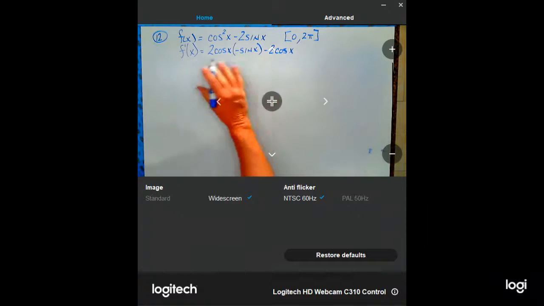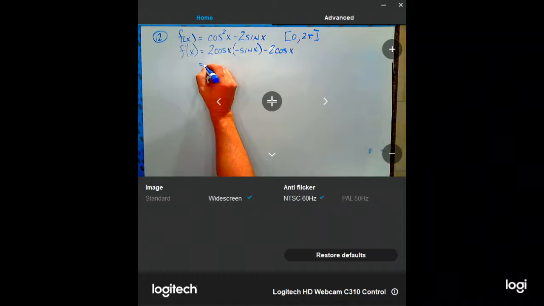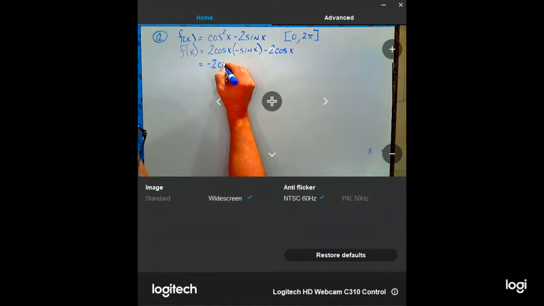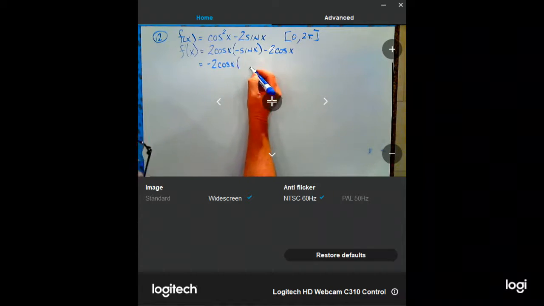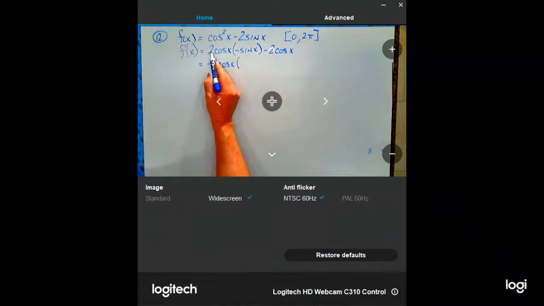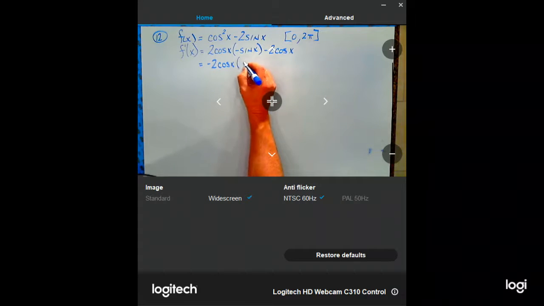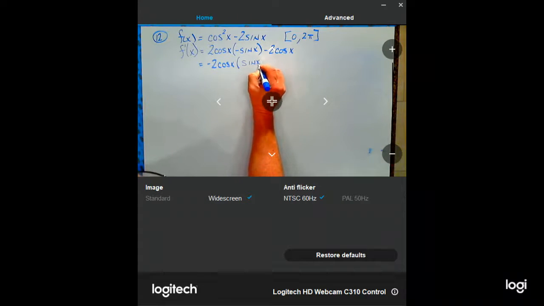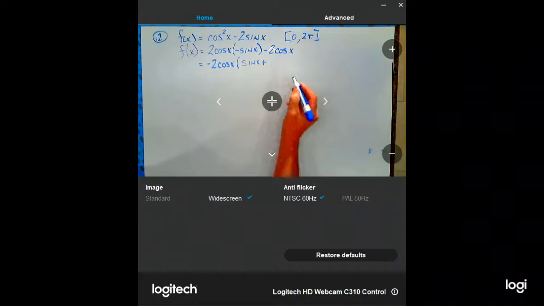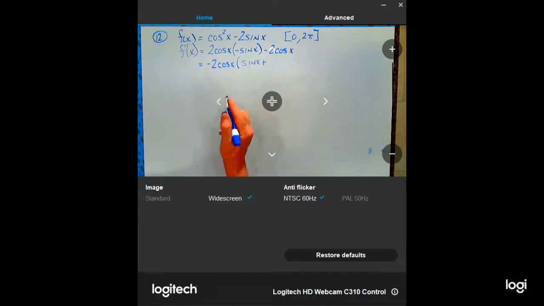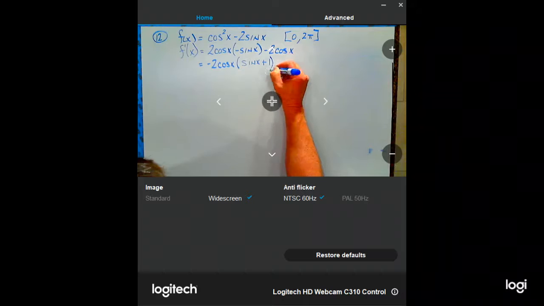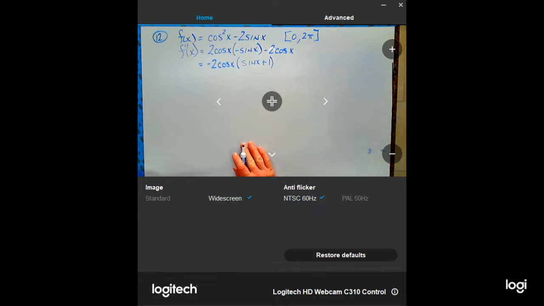All right? Now, we're going to factor that. We're going to take out a negative 2. We're going to take out a cosine. What's left? We took the negative out. We took the 2. We took the cosine. So here we have a sine. And over here, we have taken out a negative 2 and a cosine. We have plus 1. Right? Plus 1. So that's our first derivative.